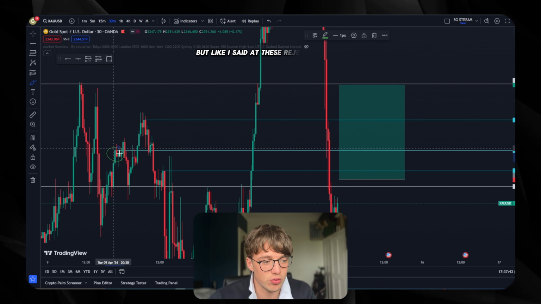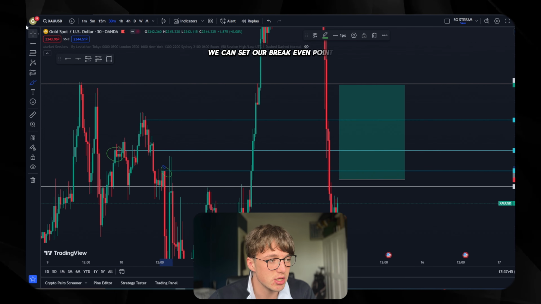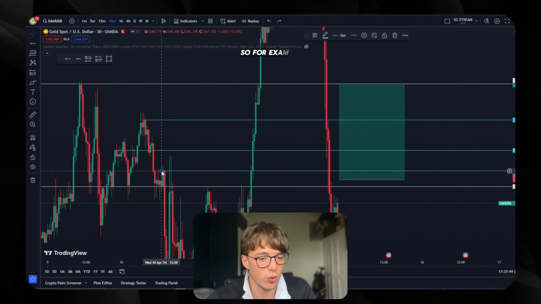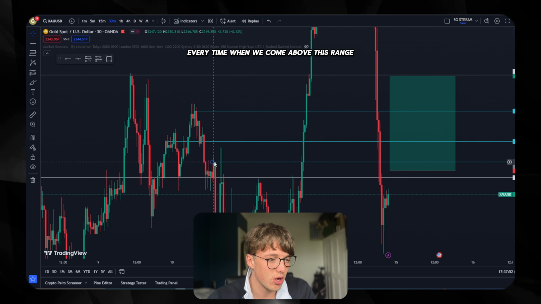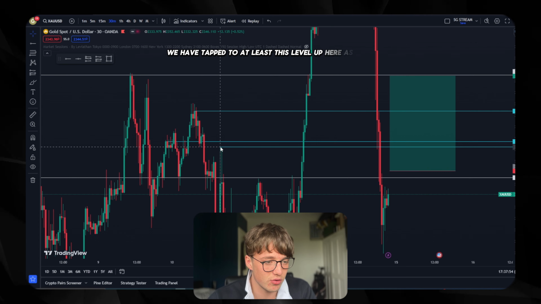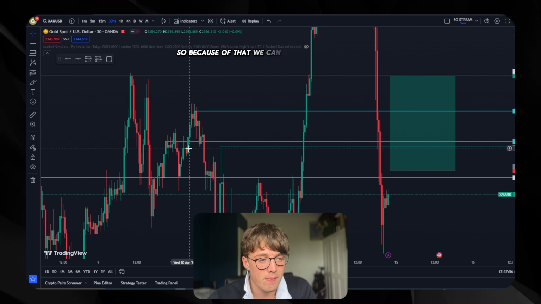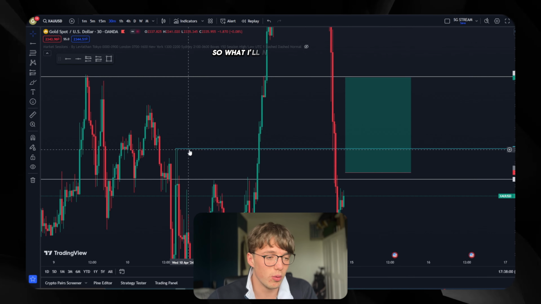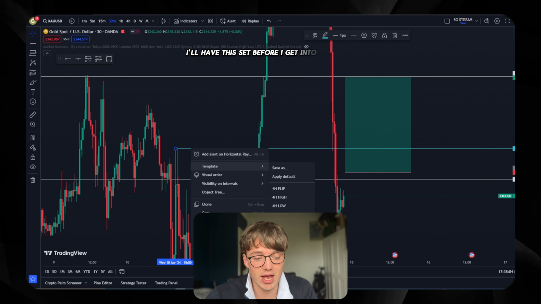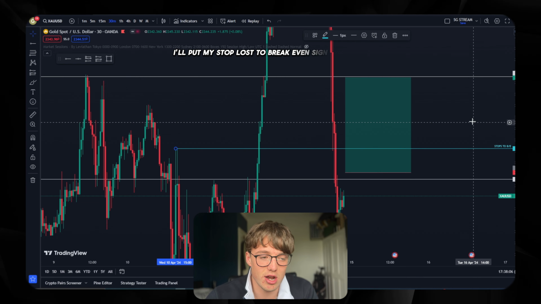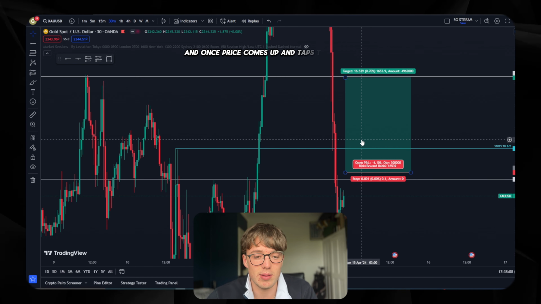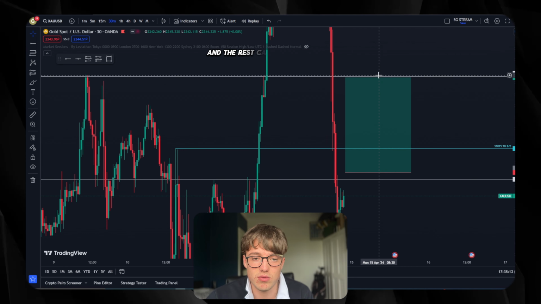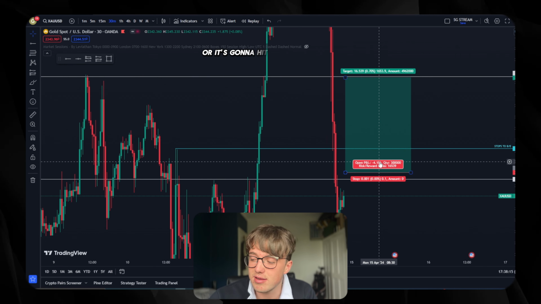But like I said, at these rejection areas, we can set our break-even point. You can also do it at a place where price has tapped every time it's come up. So for example, every time we've come above this range, we have tapped at least this level up here as well. Because of that, we can use an area like that, and that could be our break-even point. What I'll normally do is have this set before I get into the trade. I'll put my stop loss to break even sign over here. Once price comes up and taps that level, I'll put my stops to break even, close 50% of the trade, and the rest can either run to TP or it's going to hit us out break even.